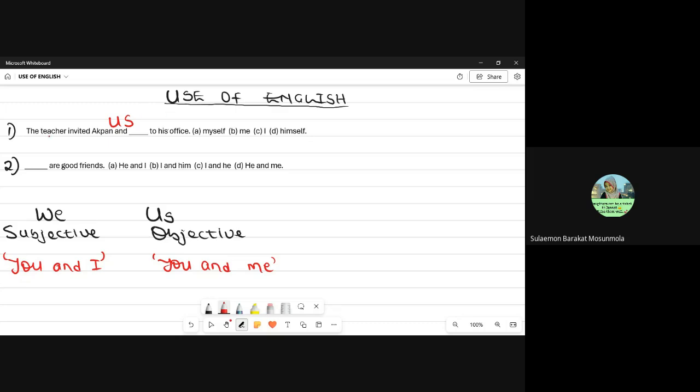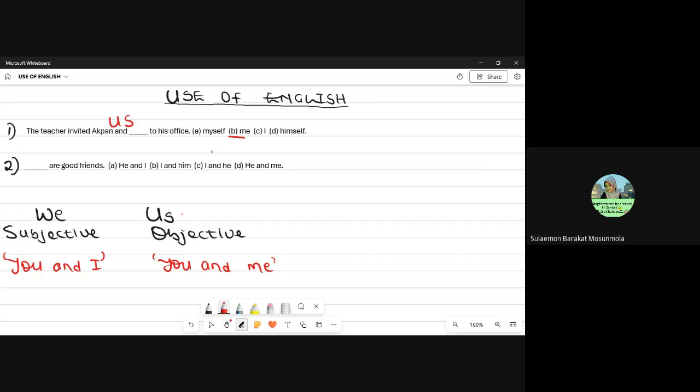The teacher is the performer of the action here, which is the subject. That means that the invitation, this action word, the verb to invite, acts upon Akpan and someone. So it is talking about them in the objective form, not the subject. And for the objective form, you use us, and for us, you have you and me. So the teacher invited Akpan and me. That is why option B is correct in this sentence.